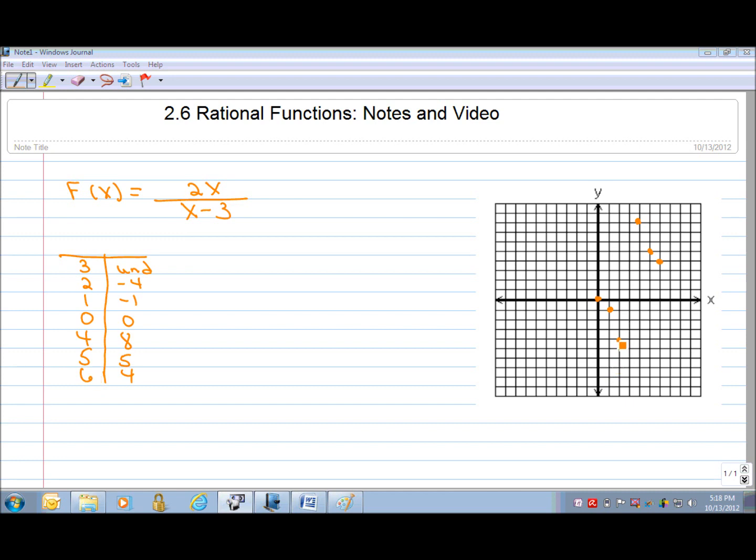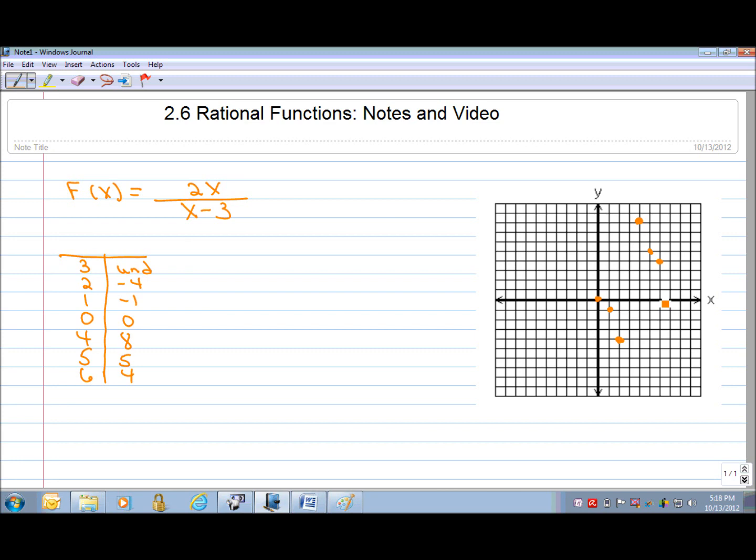Notice something: this last point here and the point up here at the top, those two points do not connect. If I started connecting the dots, they do not connect. So there's a gap in the middle. I just want you to be aware of that, and therefore the graph is not continuous. And many of our rational functions will not be continuous graphs. So I just want to bring that to your attention.